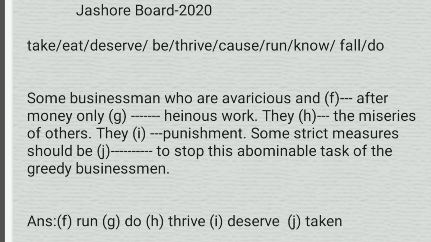Some strict measures should be dashed to stop this abominable task of the greedy businessmen. Here we can see that should be, and because of should be, the answer will be taken, because we know that after should be, would be, could be, we have to use the past participle form of verb. So the answer will be taken. Dear students, I hope that now you have understood how to solve the board question.